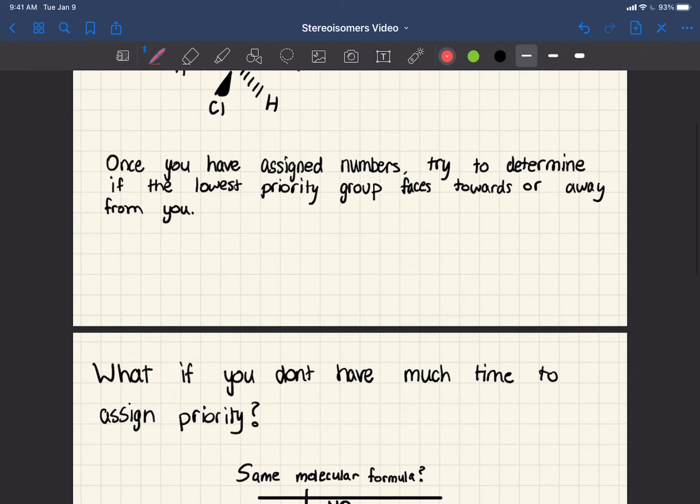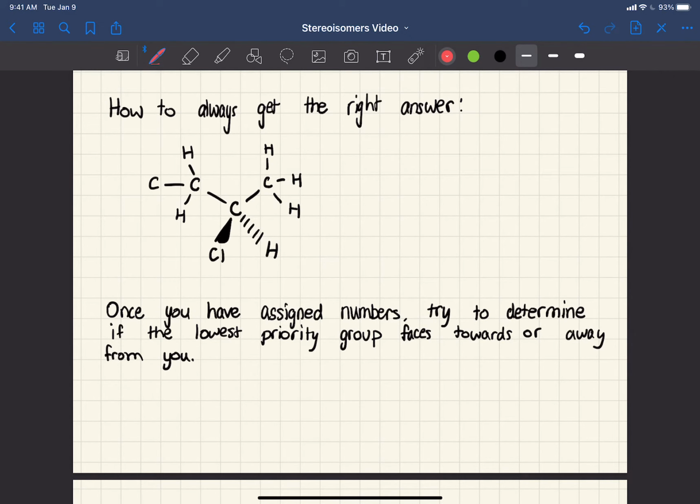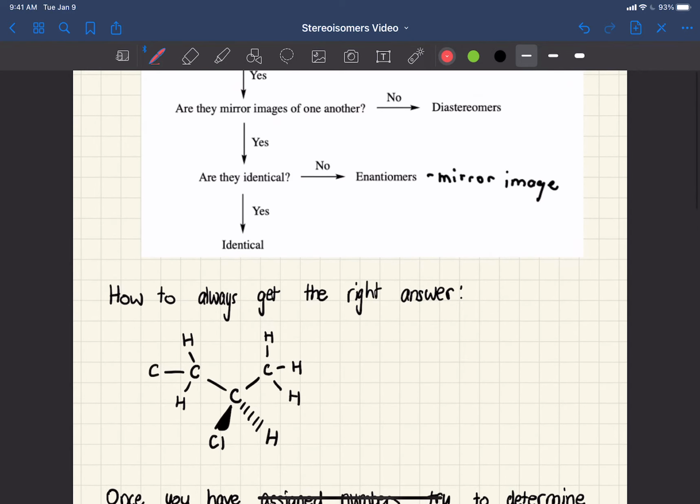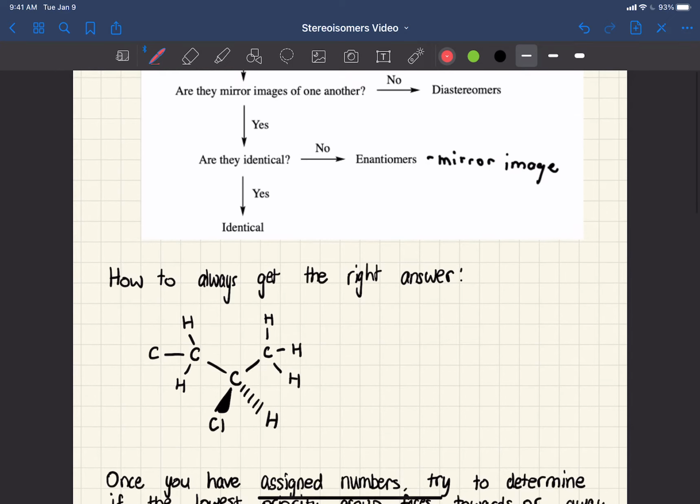So one thing I want to do is cover the fact that there's a way that you can always get the right answer, right? And so this is something that was talked about in class. And so that way, obviously, is to assign priorities. And so we'll really quickly cover that because this is always a great way to do it. So basically, let's just go through this.